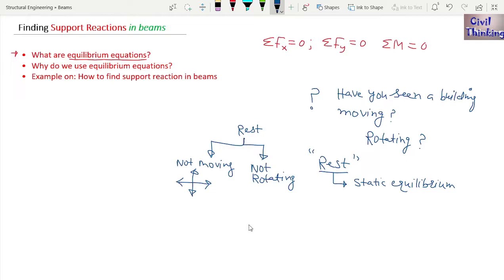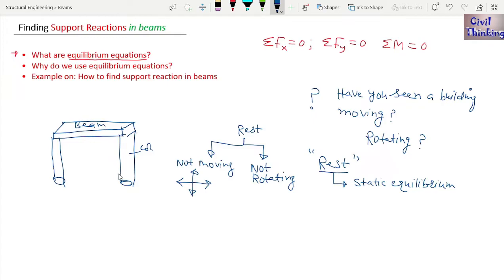Now this is the reason when you talk about a beam. A beam is simply an element in a building or a construction, which is normally horizontal, and it is supported on the columns. Let us suppose this is a column and here is another column too. You might have seen buildings like this. This is the column and this is our beam.